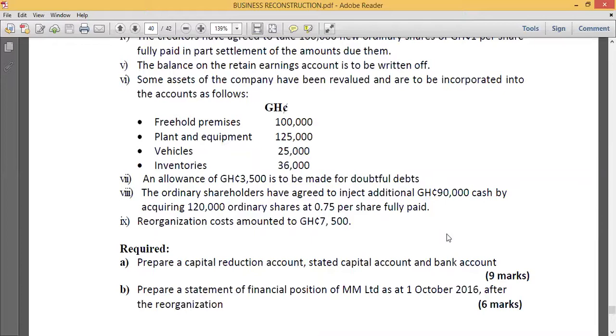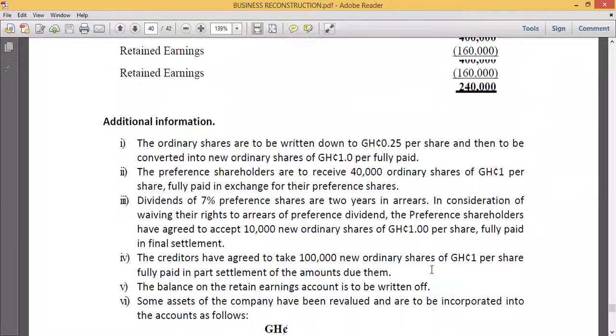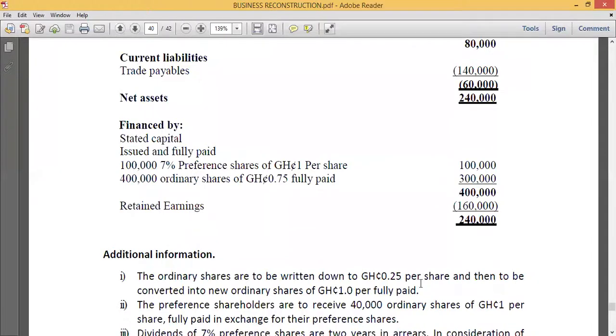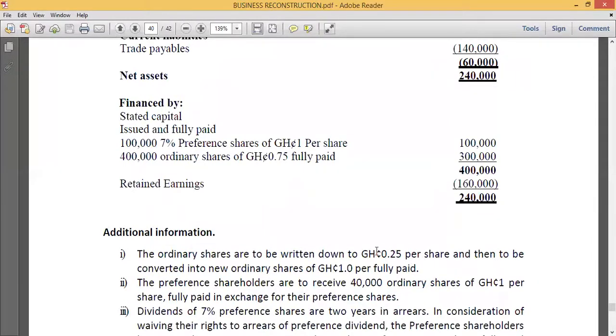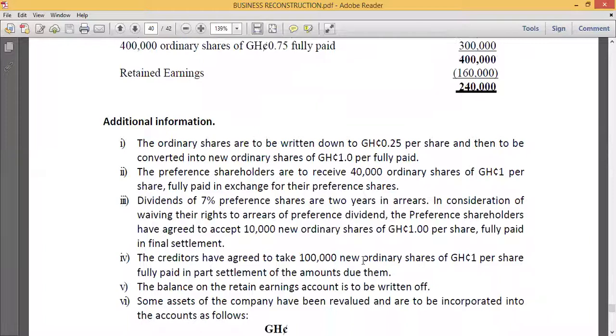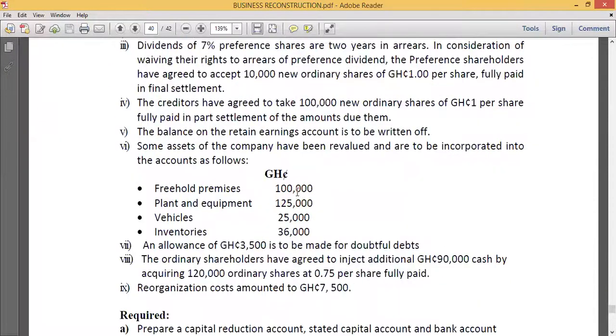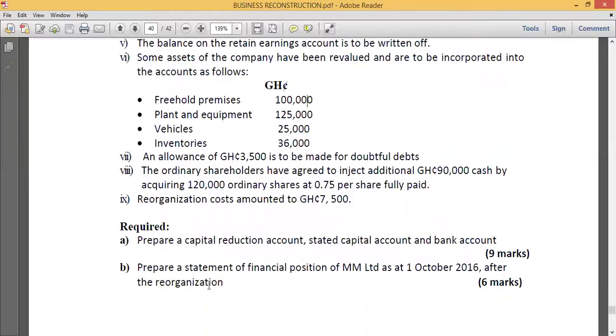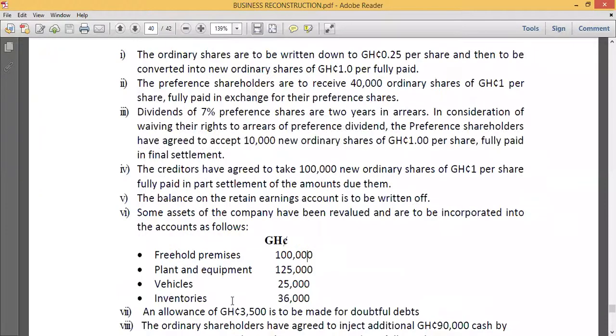The stated capital normally is the ordinary shares and the preference share together. Ordinary share and preference share are collectively called stated capital. Good. Your stated capital. So now let's see. Good. So now let's go to the footnotes. As usual, the right approach will still work here. You start to. Additional information. So I didn't read the second part of the question. Let's go there. Prepare a statement of financial position of M&M Limited as at 1st October 2016 after the reorganization. Good. So now let's see.